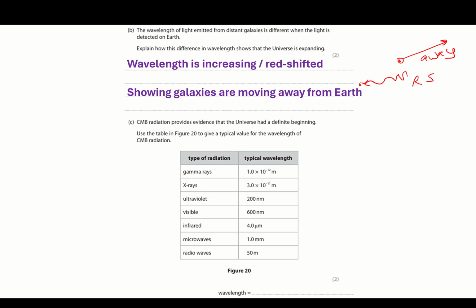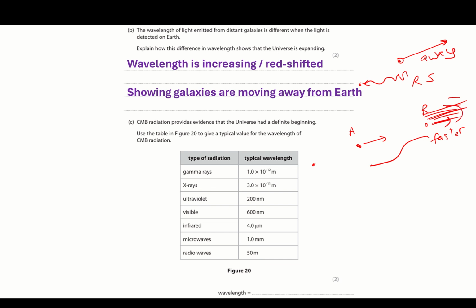Now, sometimes they'll link this also to the idea that if I've got a galaxy, so let's say here's Earth, Galaxy A and Galaxy B, this one is even more redshifted, so has even longer wavelengths because it's moving faster away from us than this one. So they're both moving away, but this one's moving away super fast.